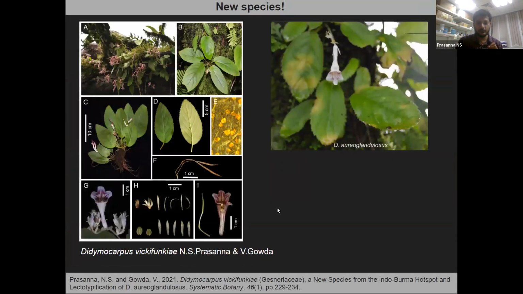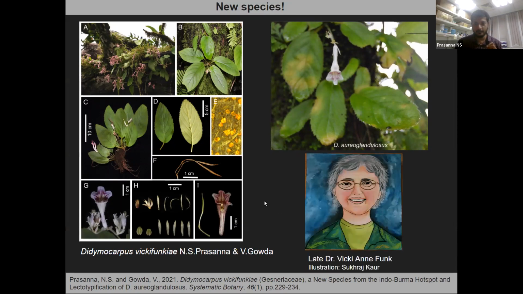Similarly, another species was Didymocarpus wikifunkiae, named after Vinita's mentor, Wikifang. Earlier, the species in India was treated as the same as whatever is in Thailand, but careful examination of specimens revealed that it requires its own name.